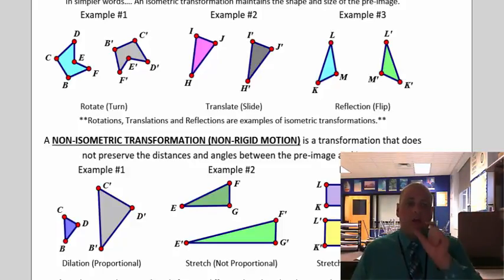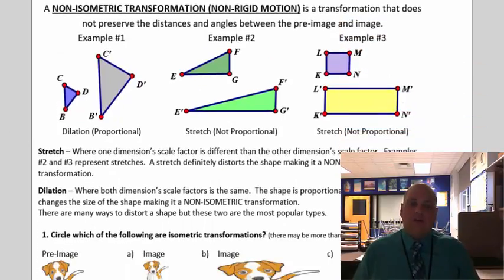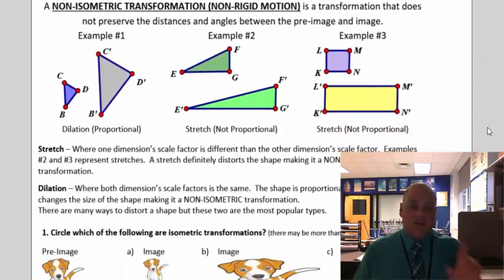And the third one, blue to green, it just flipped over. Size and shape did not change. Therefore, that is an isometric transformation as well. Here are examples of some non-isometric, non-rigid transformations, meaning either distance or angles have changed.